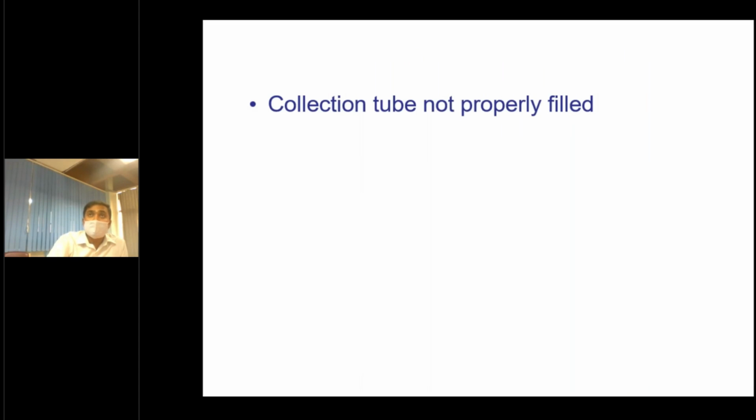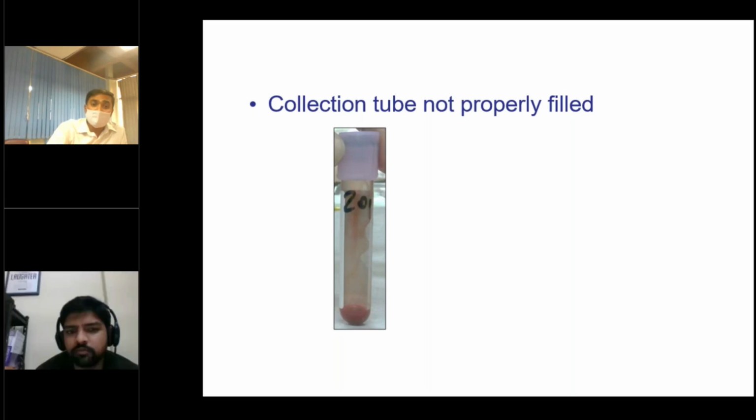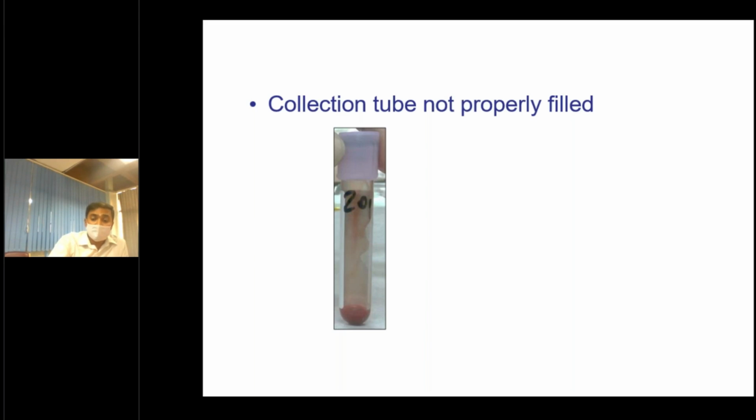So what are the common errors that we come across in lab? One is a collection tube not properly filled. Especially, if you see this EDTA vial sent for hemogram, the amount of blood present in this vial is too less, and it cannot be aspirated even manually, resulting in no proper laboratory values for the clinician, which is useful.